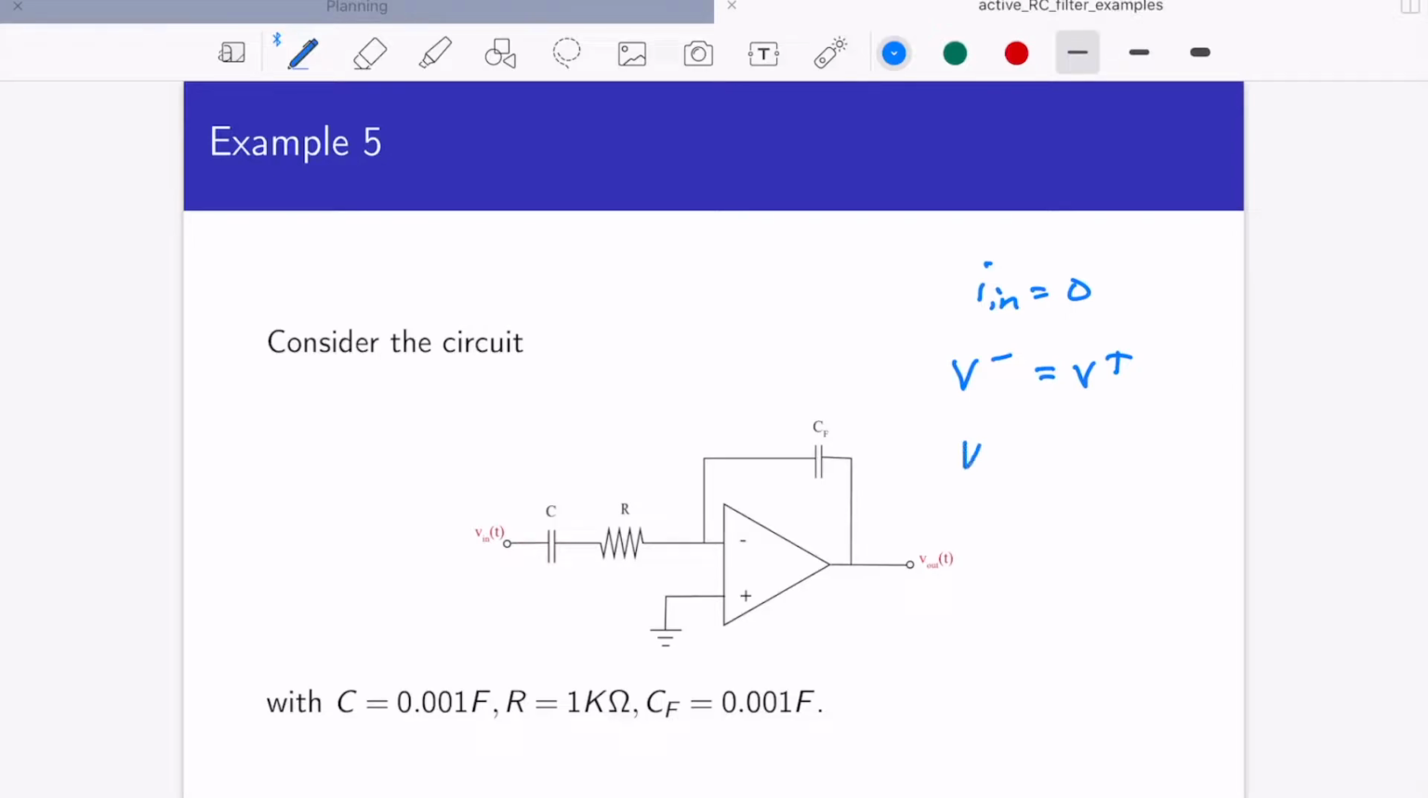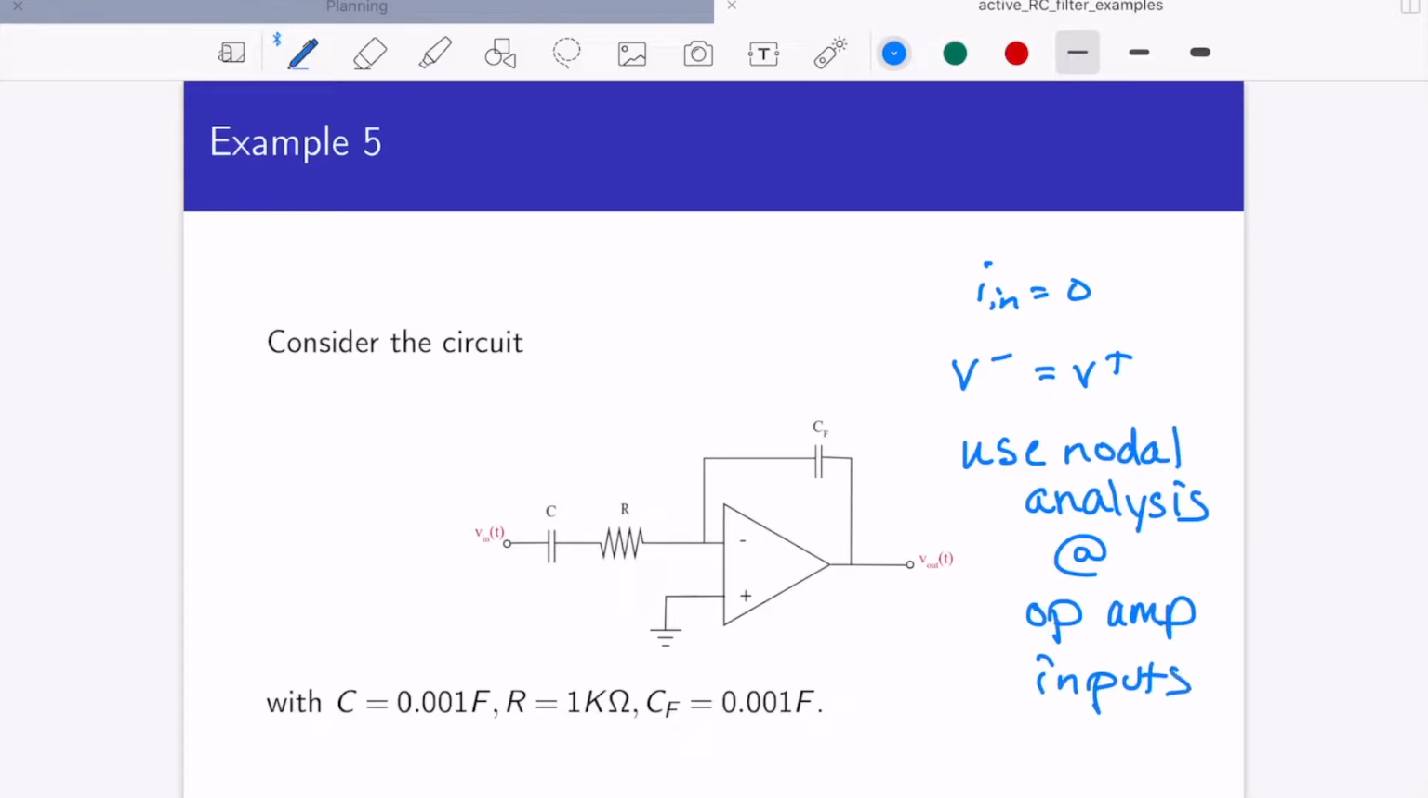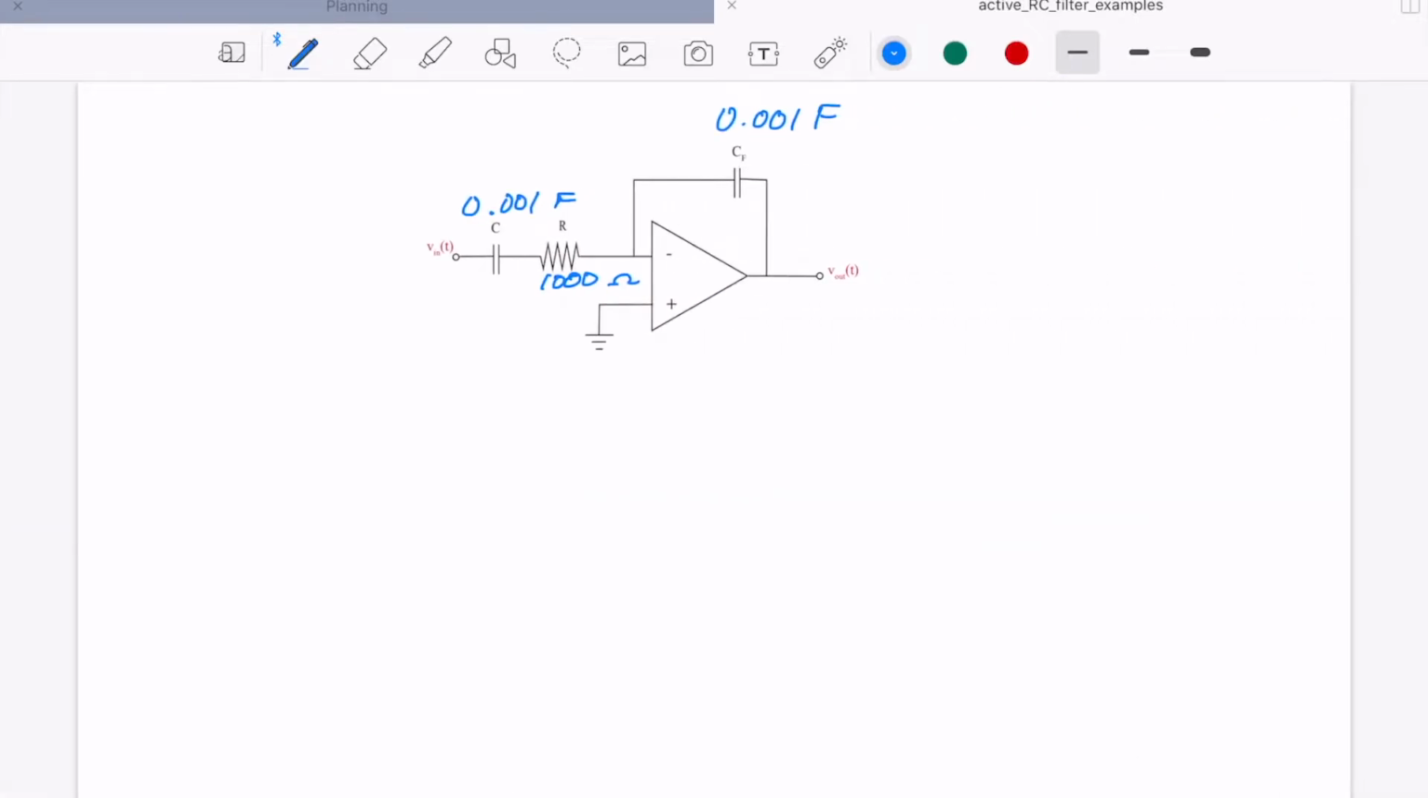And then we want to use nodal analysis at the op-amp inputs. So this time I want to do something a little different. I'm going to plug in the values as I go, just so you can see what that's like.